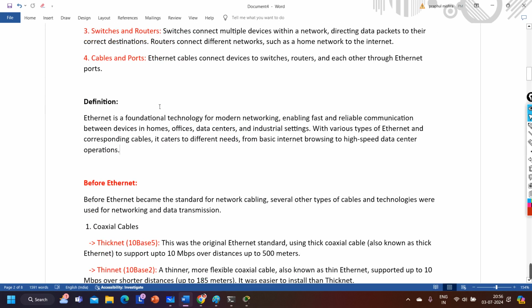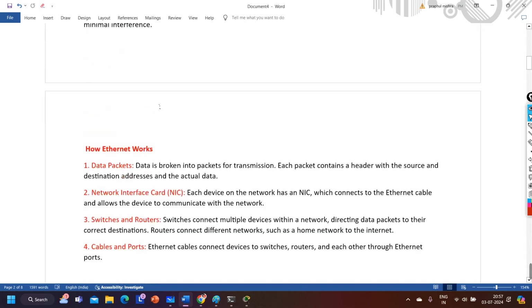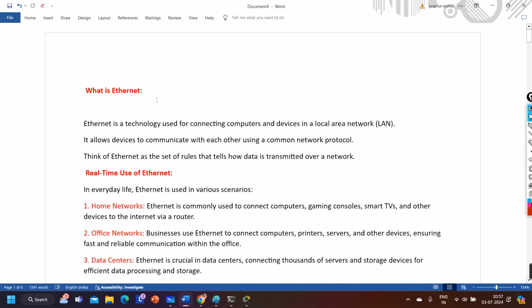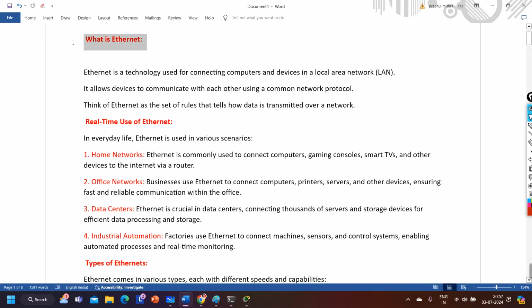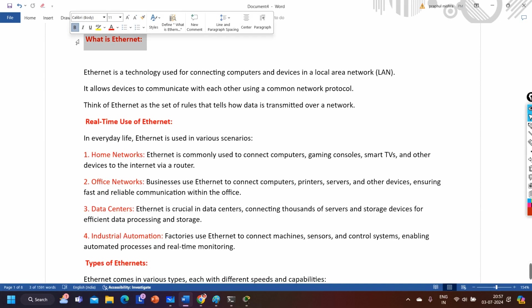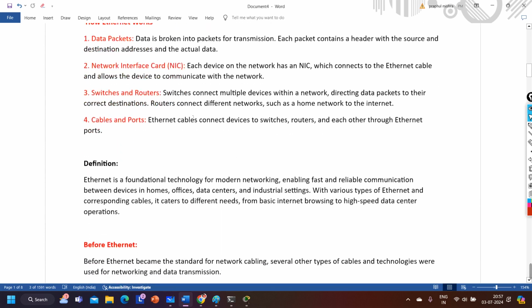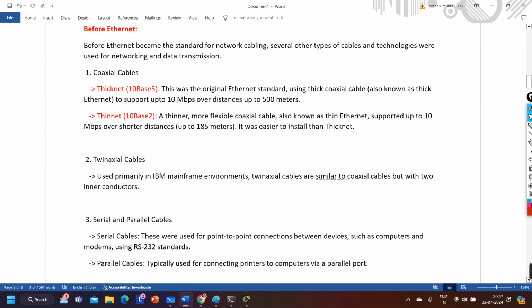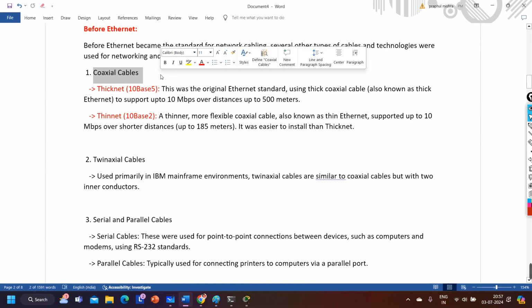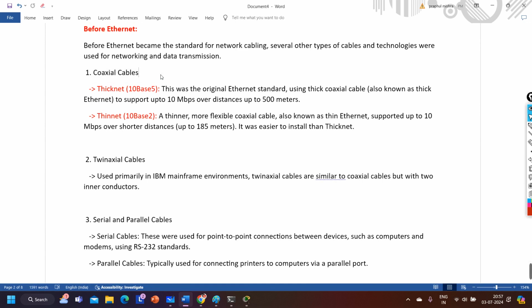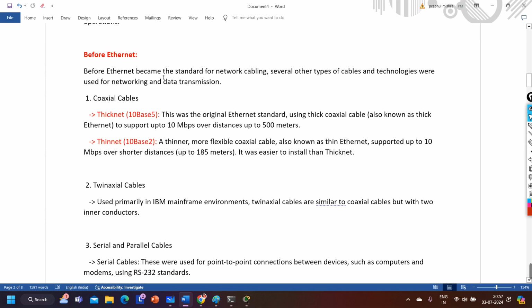But guys, think: before Ethernet, how was I connecting devices together? Nowadays we have Ethernet. How was I connecting devices before Ethernet? Means in 1970. Before Ethernet, guys, we had coaxial cable. Coaxial cable, twisted pair cable. Many times you have heard these types of cable.